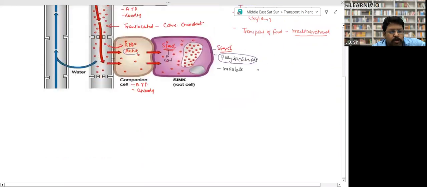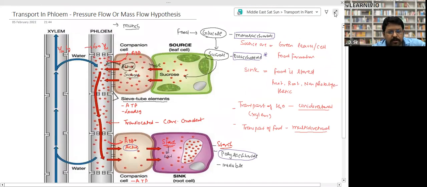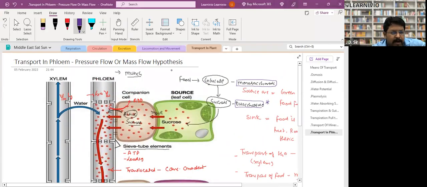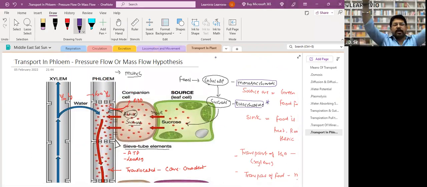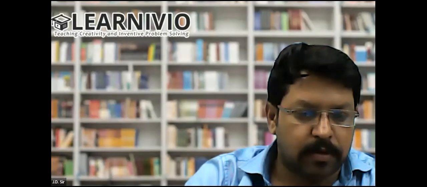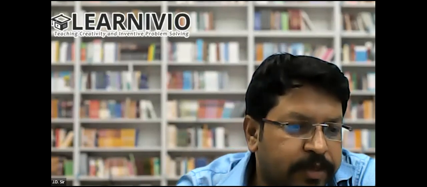So this was the last topic of this complete part of transport in plants. Go through with the NCERT. In case you have any question, ask me right now. Then I will start with another topic. Go through with your NCERT. You have 2-3 minutes to go through it.